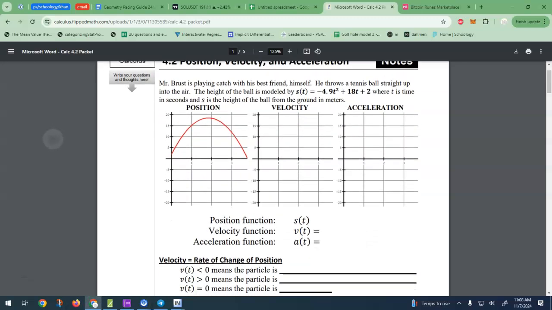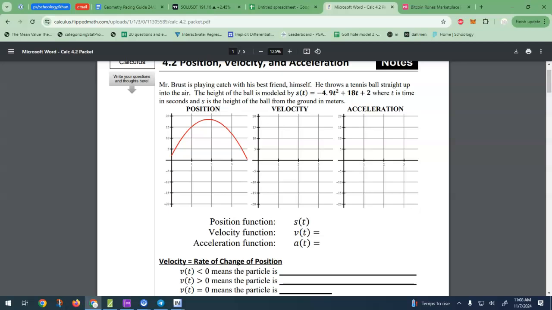So position, velocity, accelerations, we've talked about this some, just making it more detailed and writing out more information. So position, this is like I threw a ball up in the air. So this is like the height of Mr. Brust right here. Goes up, comes to the top, comes back down, hits the ground. So that's position. And that equation is... so that's the position function.